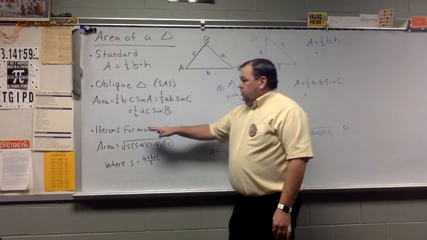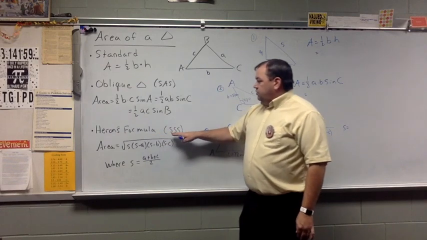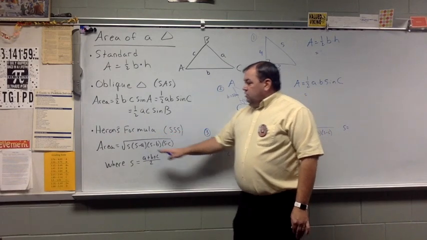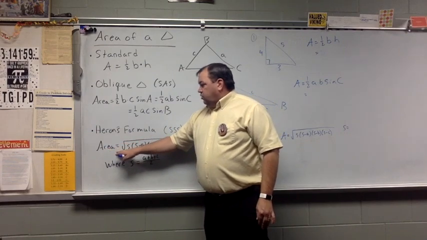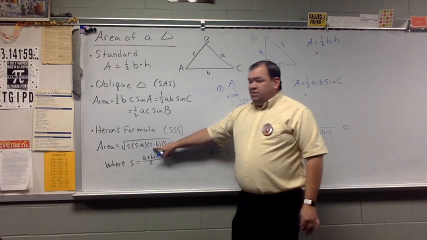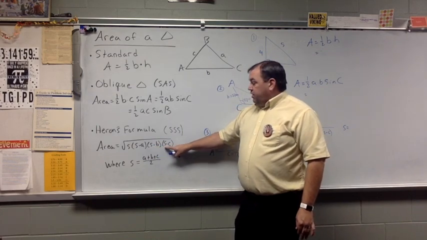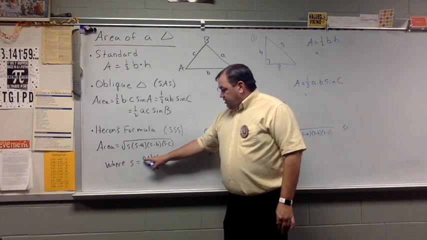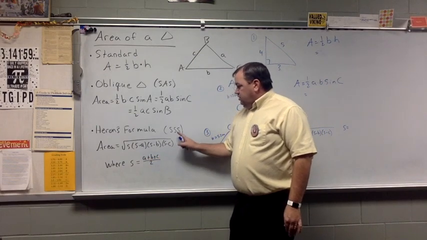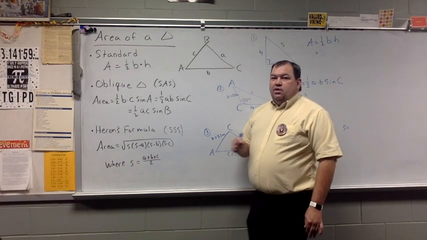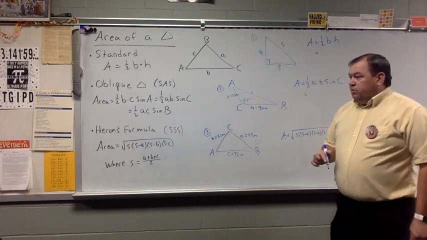There's another version called Heron's formula, and this is for the side side side situation. So area is this formula: the square root of S times (S minus A) times (S minus B) times (S minus C). But we need to know how to calculate S. S is the sum of the three sides divided by 2. So I want to go through an example of each one of these.